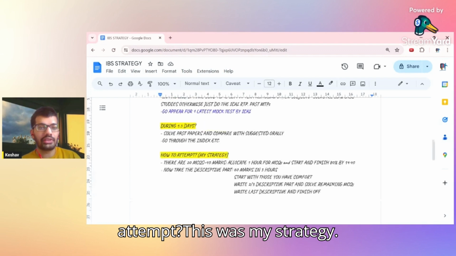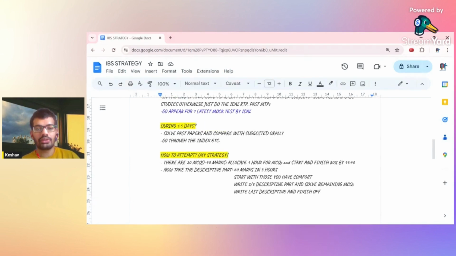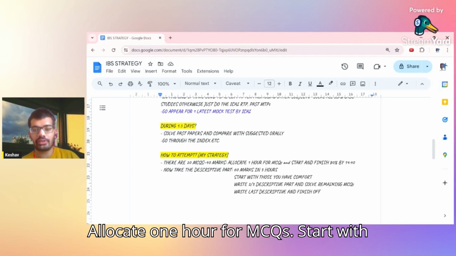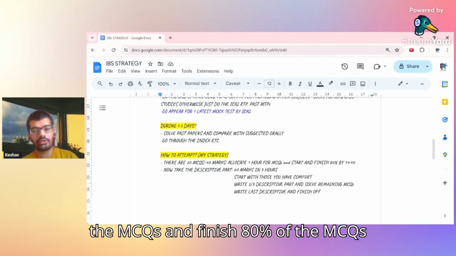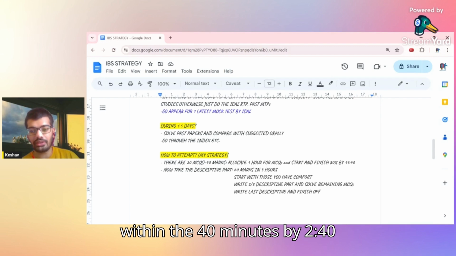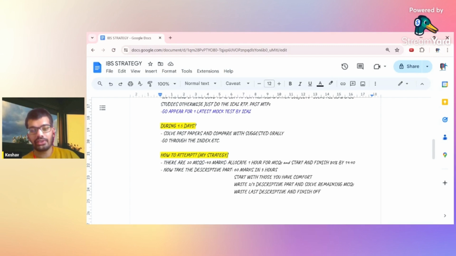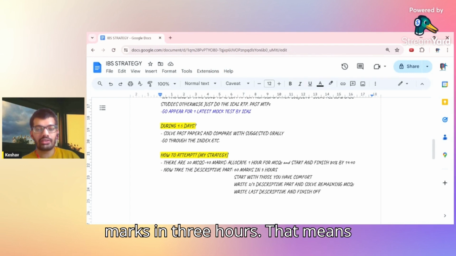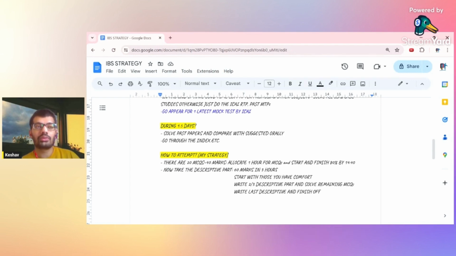How to attempt? This was my strategy. 2 marks for each MCQ, that is 40 marks. Allocate 1 hour for MCQs. Start with the MCQs and finish 80% of MCQs within the 40 minutes by 2:40, and then take the descriptive part, 60 marks in 3 hours. That means 20 marks in each hour.